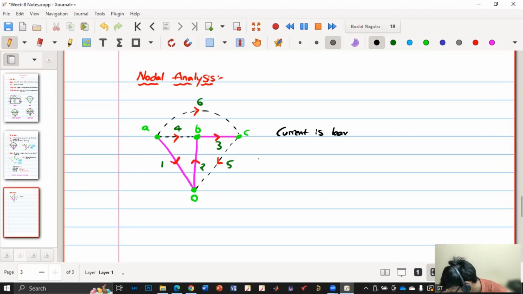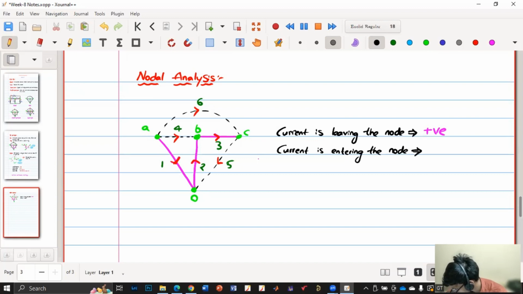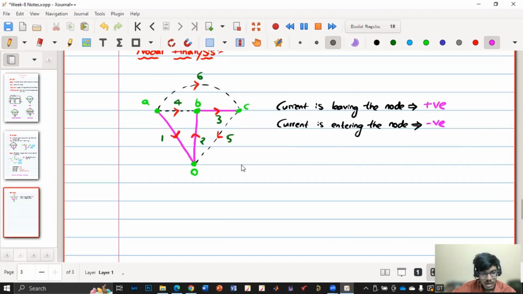Current is leaving the node. Then what is the convention? We'll consider positive. If the current is leaving the node, then we'll consider positive. If the current is entering the node, then we'll consider it to be negative. All right. So now let us write KCL at node A, KCL at node B, KCL at node C, and KCL at node O.